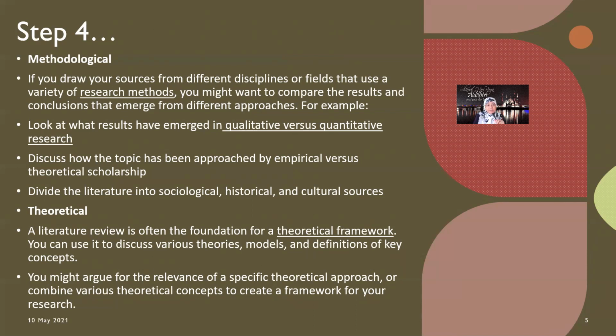So for example, look at what results have emerged in qualitative versus quantitative research. If you're talking about research, go into who's doing qualitative, who's doing quantitative, then you separate into these two and discuss, review them. Discuss how the topic has been approached by empirical versus theoretical scholarship. So you also can see the empirical and theoretical. Divide the literature into sociological, historical, and cultural sources. If you want to divide the journals into research work and applications work, you can do that. But then you review according to your diagram, your subsections.